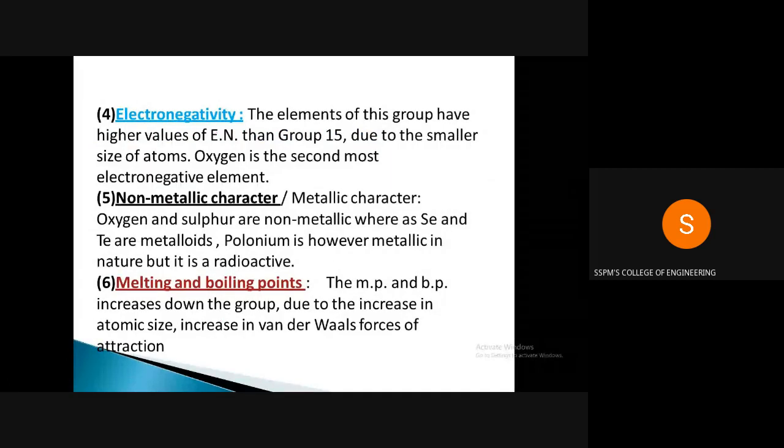Electronegativity: oxygen is the second most electronegative element. The elements of these groups have a higher value than group 15 due to the smaller size of atoms. So oxygen is the most electronegative element. Then polonium is metallic in nature, but it is radioactive.